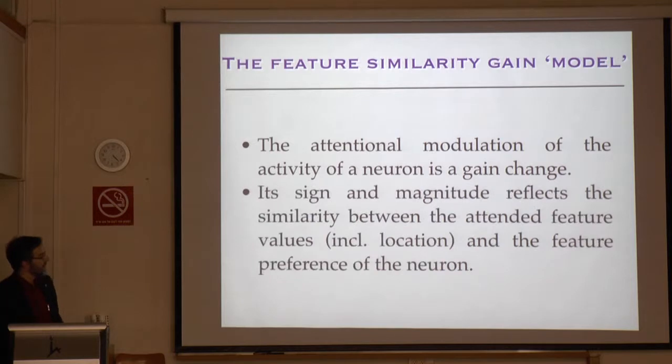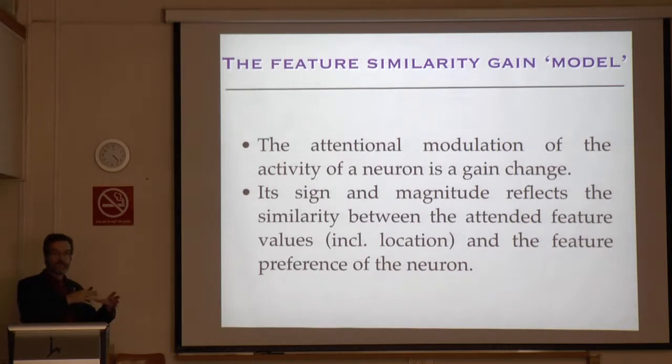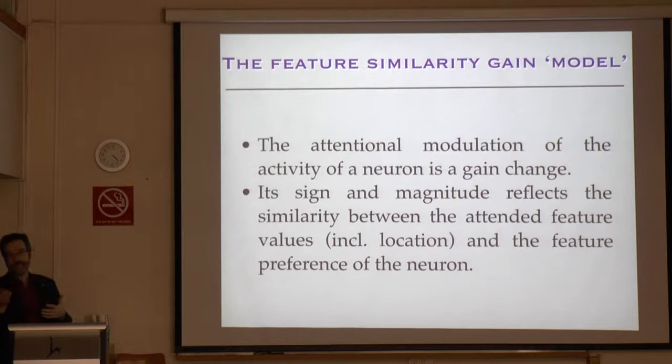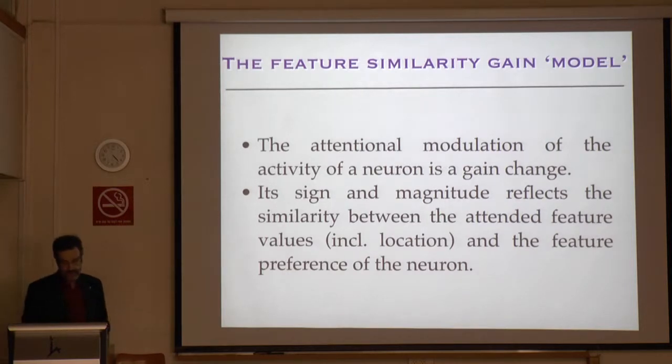Now, what do I mean by feature similarity? I mean it's the similarity between the attended feature, now that could be location or direction or orientation or whatever you want, and the feature preference of the neuron. Every neuron has a spatial preference, that's its receptive field. So that can match or might not match your spatial attentional location. And these neurons have a preference in terms of direction of motion, and that might match or might not match your current behavioral target. If both of them match, you have great feature similarity. If neither of them matches, it's very poor, and you can have any in-between combinations. So that is a nice and pretty complete description of what we observe physiologically.